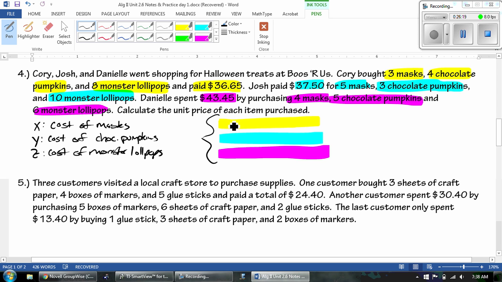Okay, so let's see. We had 3x plus 4y plus 8z equals 36.65. Okay, our next one was the 5 masks plus the 3 chocolate pumpkins, and I'm liking this because this one was in order minus the total, which was up at the top. Okay, and then the 4 masks plus the 5 chocolate pumpkins plus the 6 monster lollipops equals 43.45.